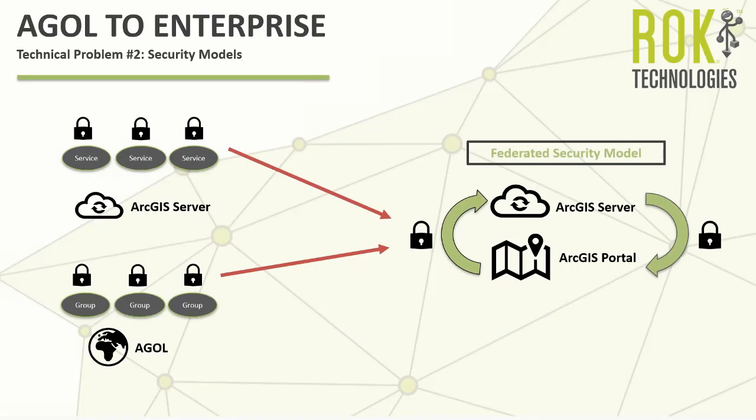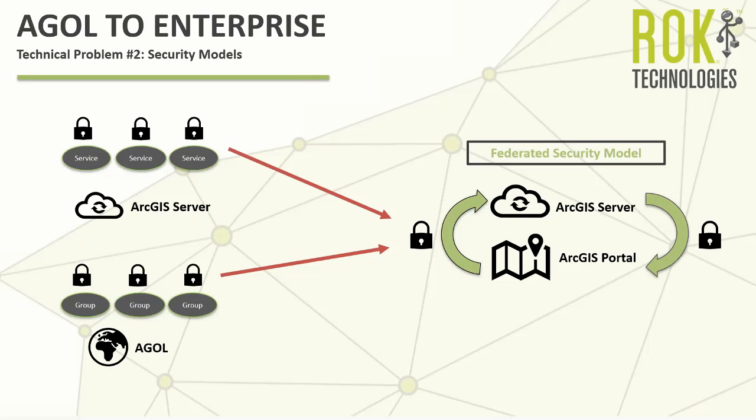The second technical challenge that we see here centers around security models. So again, you can have challenges with your security model with just AGOL moving over to ArcGIS Server and Portal. But oftentimes where we really see some challenges is when folks have involved ArcGIS Server and AGOL. So with ArcGIS Server, with either of these, you're going to want to secure your data. With ArcGIS Server, you secure it at the service level, and you can have roles and groups and permissions and all that sort of thing. And with AGOL, you secure it with groups and sharing and permissions and that kind of thing.